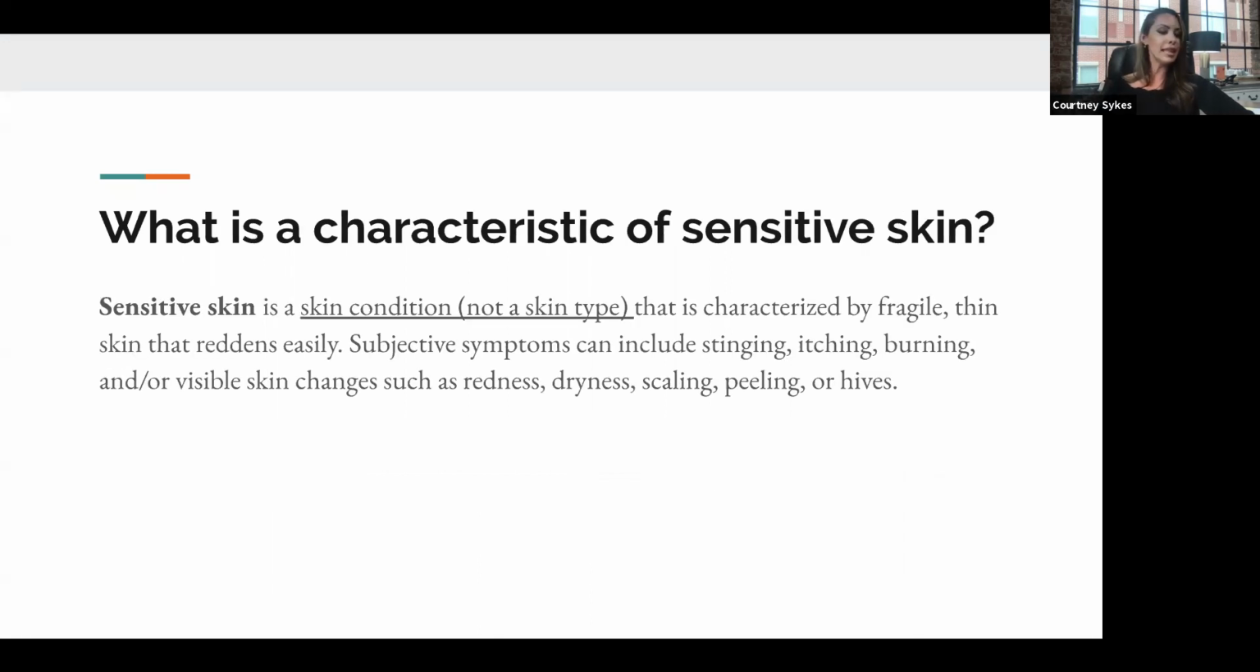Okay. Then, what is a characteristic of sensitive skin? Sensitive skin is a skin condition, not a skin type. Oh, I could talk about this for hours. It is characterized by fragile, thin skin that reddens easily. So subjective symptoms can include stinging, itching, burning. Y'all know I don't like that word. And/or visible skin changes such as redness, dryness, scaling, peeling, or hives. You can train people with sensitive skin. Now, whether you believe me or not is up to you.